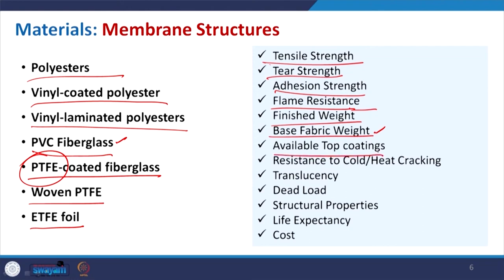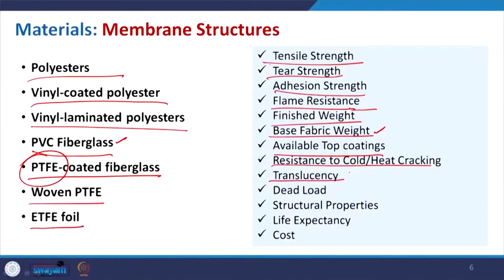Then the available top coating: whether the fabric that you select can be coated with something, or it is not compatible with any coating, so you should just use it as it is. So that flexibility we have to check. Resistance to cold and heat cracking is another important parameter. Cold is for the cold regions, and heat causes expansion and contraction, so this is to be taken care of while selecting a material for the membrane.